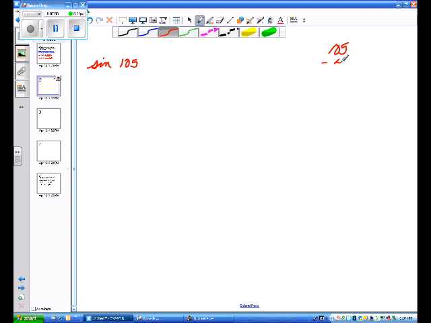Now if we subtract 45, we get 60. So we can write 105 as 60 plus 45. If we added 45, we would get 150. So we could write 105 as 150 minus 45. Now I always recommend that you stay in the first quadrant if you can. Sometimes we can't, but in this case we can. So this is the same as the sine of 45 plus 60.